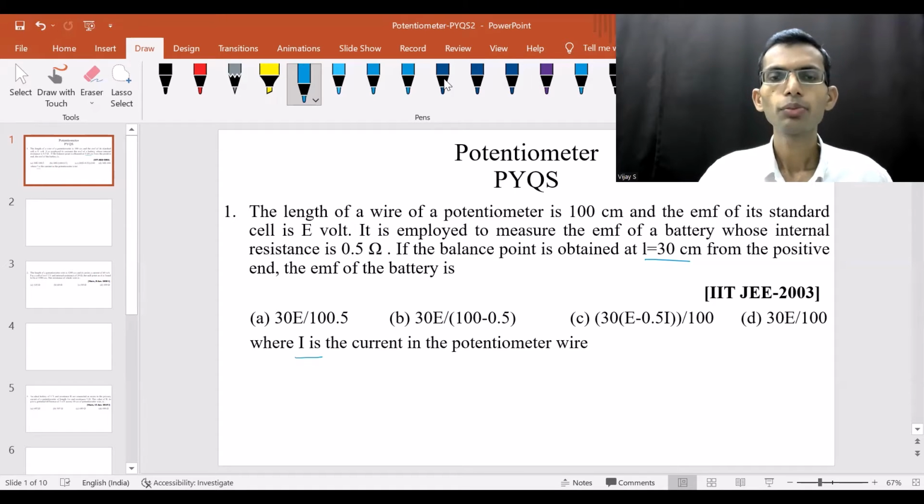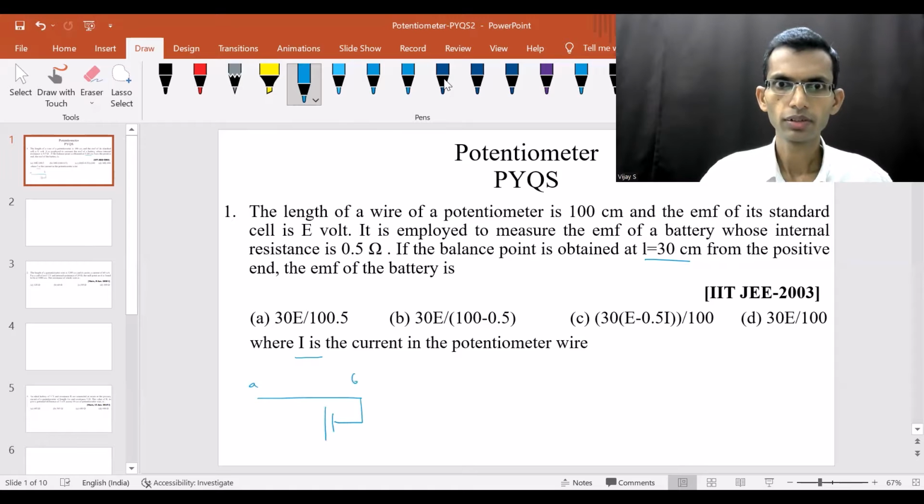Right, the potentiometer circuit for this problem can be drawn like this. So let us say AB is potentiometer wire. Right, this is a standard cell. He gave its EMF as E volts. He gave potentiometer wire length 100 centimeter. So let us say this is battery EMF E1. And let us say this is battery internal resistance 0.5 ohm that he gave.